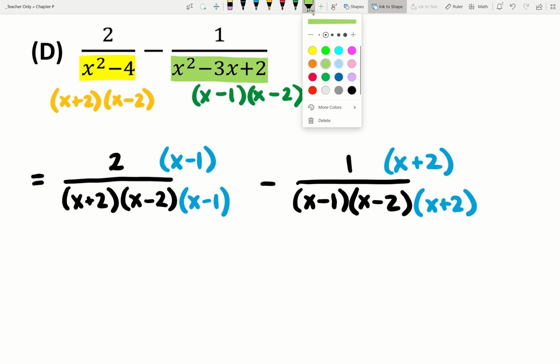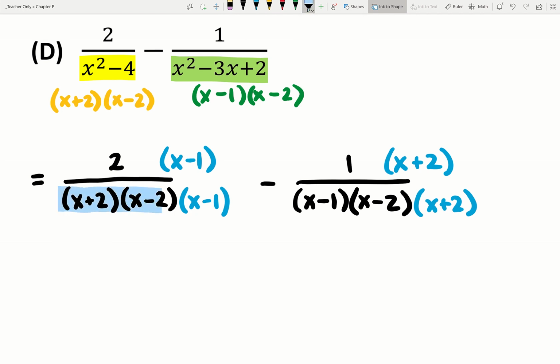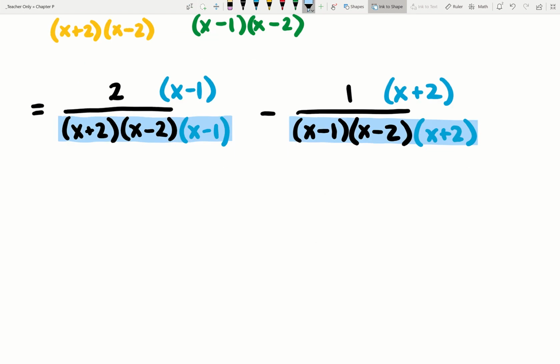They both have all three factors that we have here in the problem. They all have an x minus 1, an x minus 2, and an x plus 2. So what that means now is I'm going to go ahead and combine my numerators. I have the green light to combine my numerators by using the operation in between them, which is subtraction.